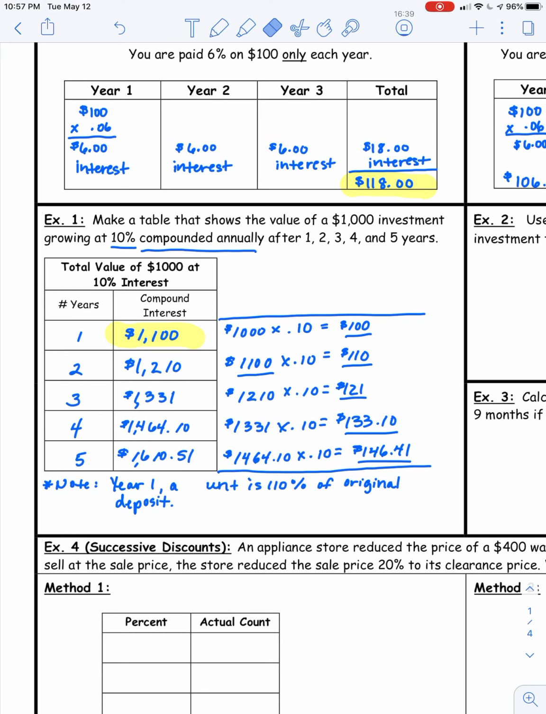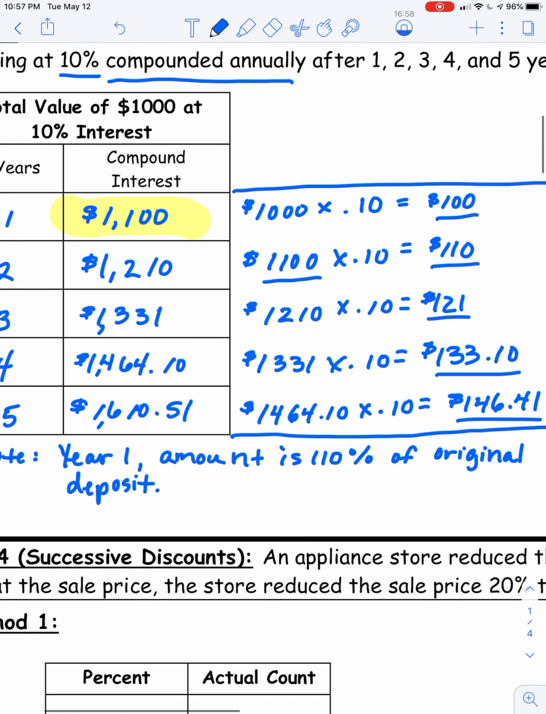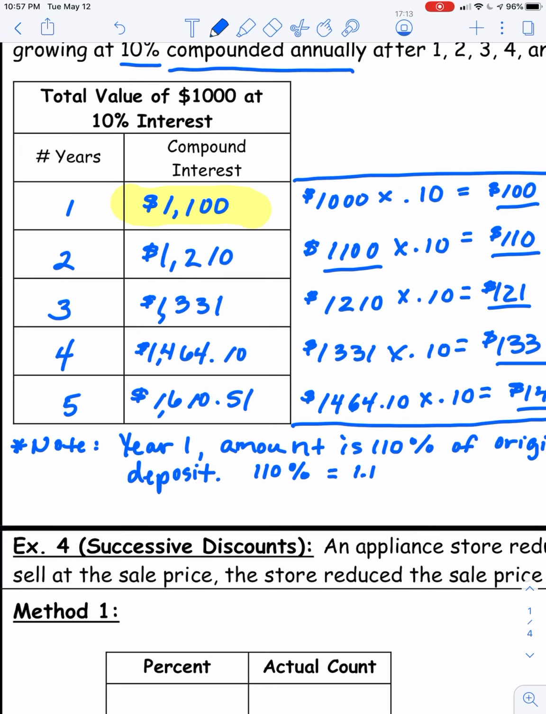Whoops, that's not supposed to be a dollar sign there. Hold on a second here. Year one, A-M-O-U, I got to stick a U in there. There we go. So let's write right here 110% as a decimal. Remember, we just moved the decimal point back 2 places. So as a decimal, we write 110% as 1.1. Now I'm going somewhere with this.